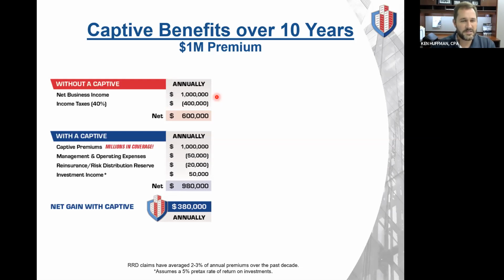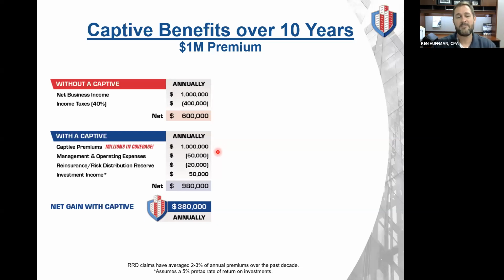So let's say you have a business income of $1 million, just for round figures. If you're in the highest tax bracket, you're going to write a check for $400,000 to the IRS. You have $600,000 left. Or if you have policies, you've got risk in your business, the $1 million goes into the captive. That's probably $10–20 million worth of insurance coverage for that $1 million.